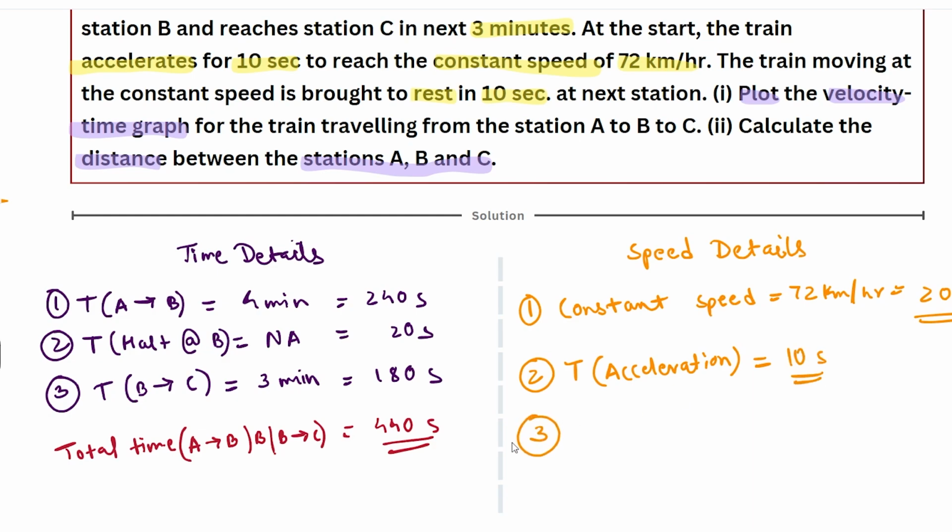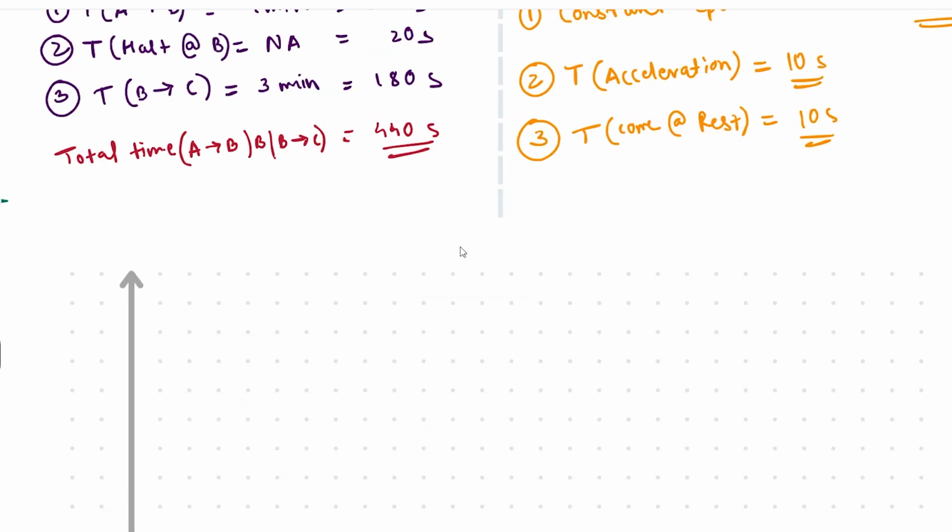And the third piece of information that's given to us is the time it requires to come to rest. Okay, so this time interval is also given to us as 10 seconds. Now that we have an idea about all the given information, we can plot the graph between speed and time for this particular motion quite easily.